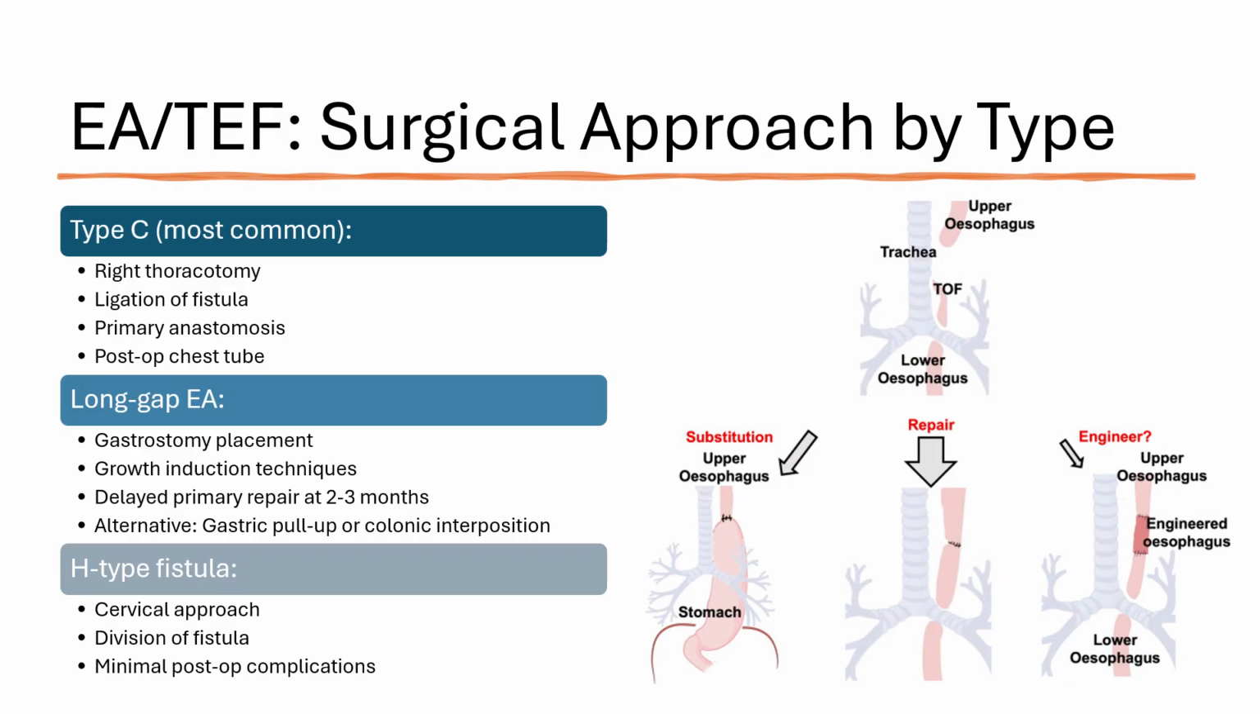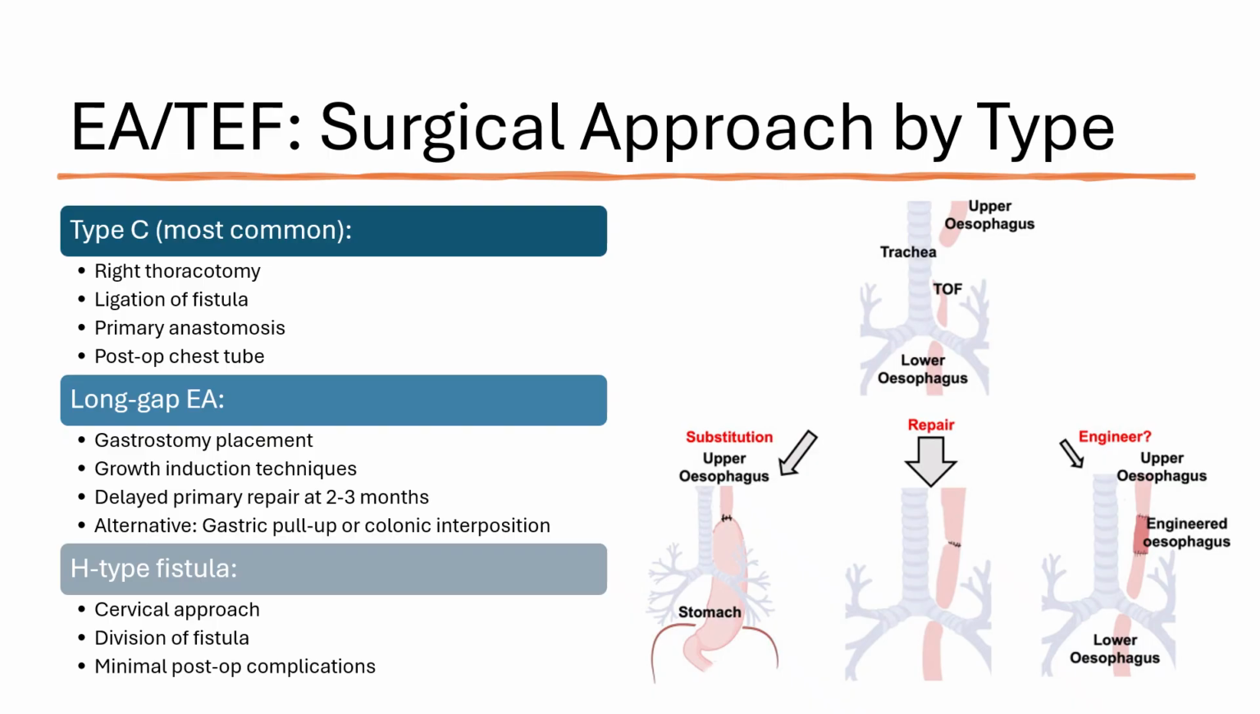When growth techniques fail, esophageal replacement becomes necessary. Gastric pull-up involves mobilizing the stomach and bringing it up into the chest to replace the missing esophageal segment. Colonic interposition uses a segment of colon as a conduit. Both are major reconstructive procedures with their own complications, but they restore continuity when no other option exists.